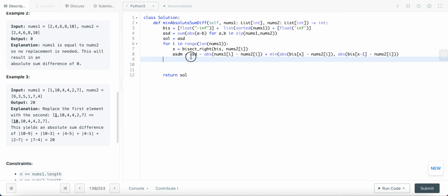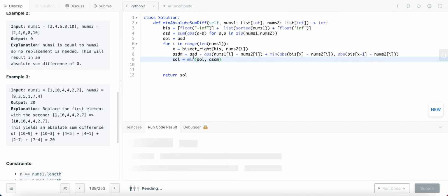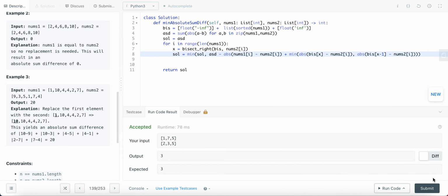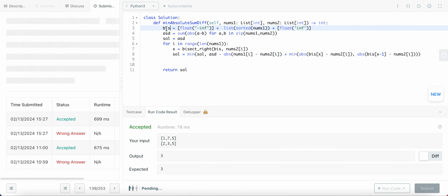Of I, okay? So my solution is just the minimum of whatever I thought my solution was before, and maybe this new thing gives me something better, and I just return that at the end. So actually, pretty sure this can move into here. Let's go ahead and submit that.